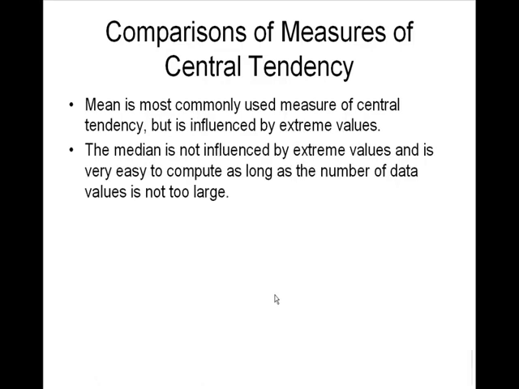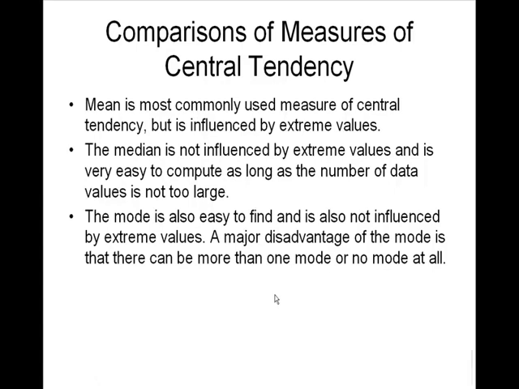The median is not influenced by those extreme values and is very easy to compute as long as the number of data values is not too large. So when we worked out the median there, it was 30,000, and that kind of makes sense because most of the people at this company earned $30,000. The only disadvantage is, as we saw in one of our earlier examples, sometimes the median is not one of the data values. And one of the reasons why people like the median is because it is a value that someone in the company actually earns. And that only happens for sure if we use an odd number of data values.